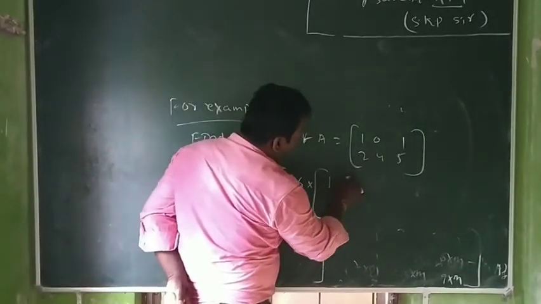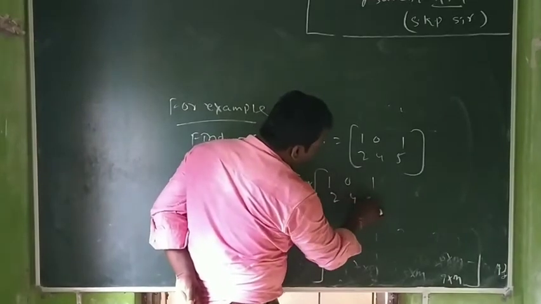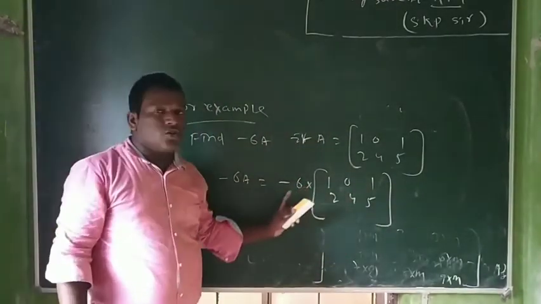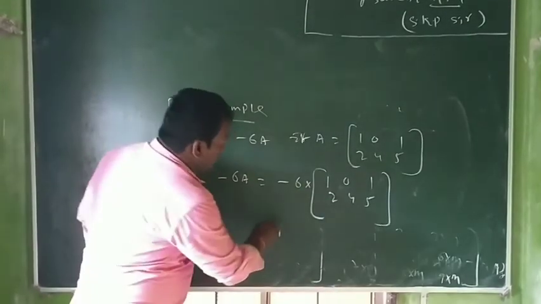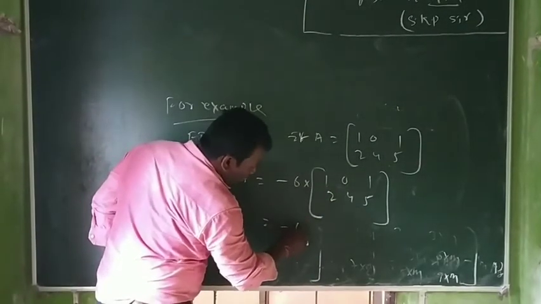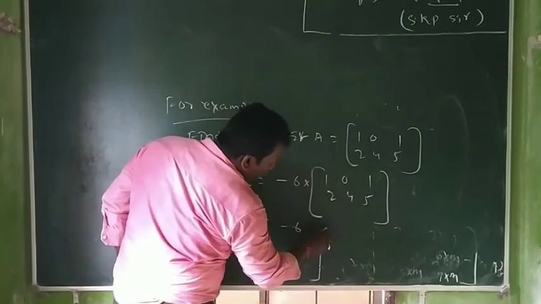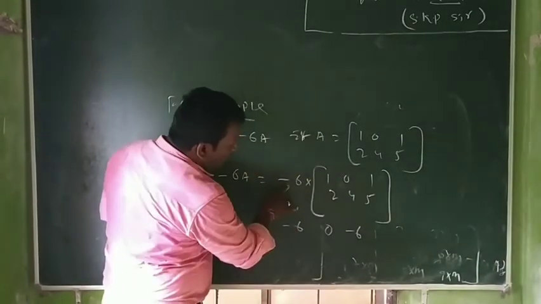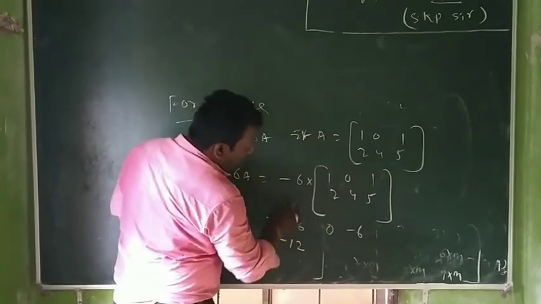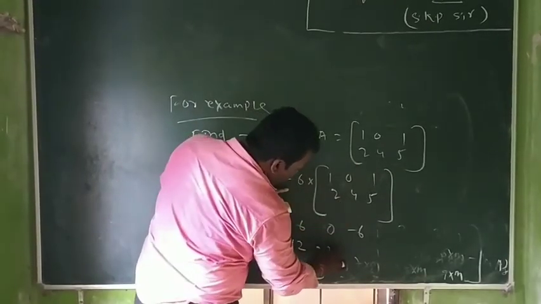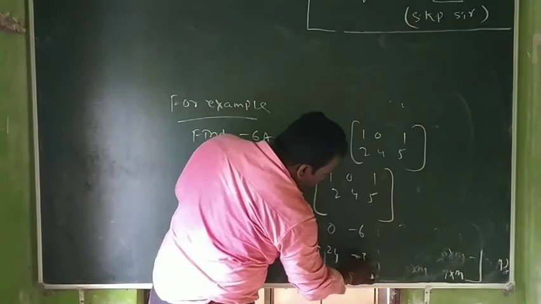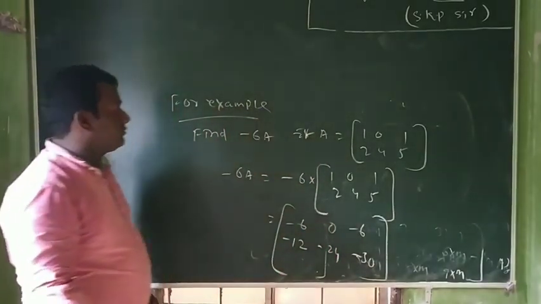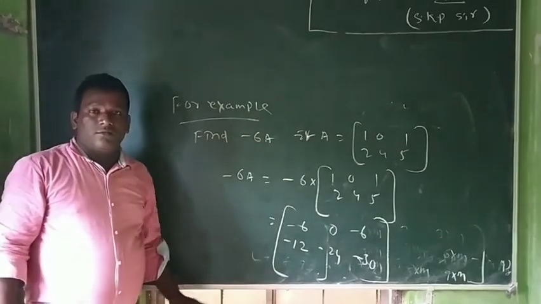We multiply the scalar with each element: minus 6 into 1 is minus 6, minus 6 into 0 is 0, minus 6 into 1 is minus 6, minus 6 into 2 is minus 12, minus 6 into 4 is minus 24, minus 30. Clear?